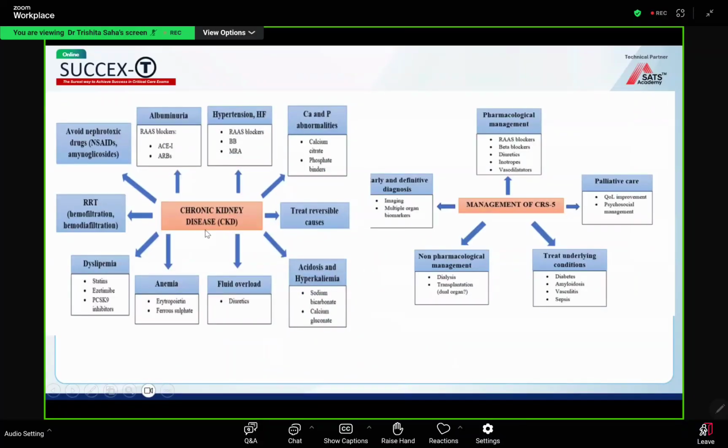For chronic kidney disease, you have to manage by avoiding nephrotoxic drugs, aminoglycosides. You have to manage albuminuria by RAS blockers, hypertension by RAS blockers, beta blockers, and mineralocorticoid receptor antagonists. You have to manage the electrolyte imbalances. You have to manage dyslipidemia, anemia, fluid overload, acidosis, and lastly, treat any reversible causes. And the last resort remains RRT.